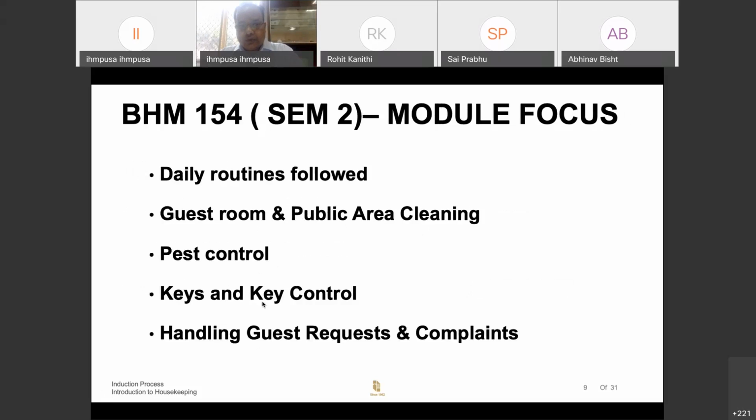In semester 2, you will be studying the daily routine followed in the hotel, guest room and public area cleaning, pest control in the hotel and in the organization, key and key control, and handling guest requests and the complaints that may arise. This is your semester 1 and semester 2 component.